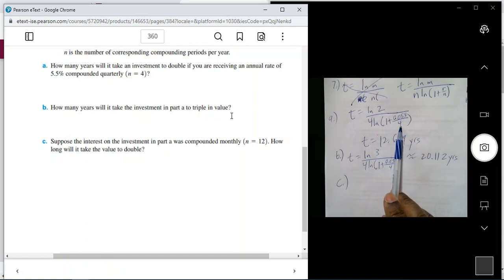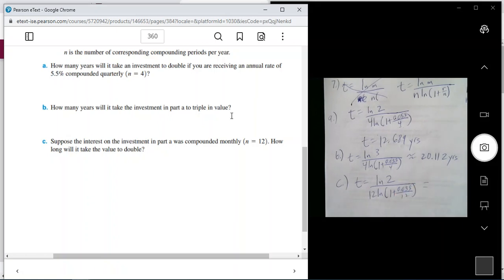Actually, yeah, this 4 will become a 12. But then, wait a minute, it's compounded monthly. All right, yes, and then this 4 also will become a 12 because both of these originally were N's. So we'll go back up here. It'll still be the natural log of 2 all over 12 natural log 1 plus 0.055 all over 12.